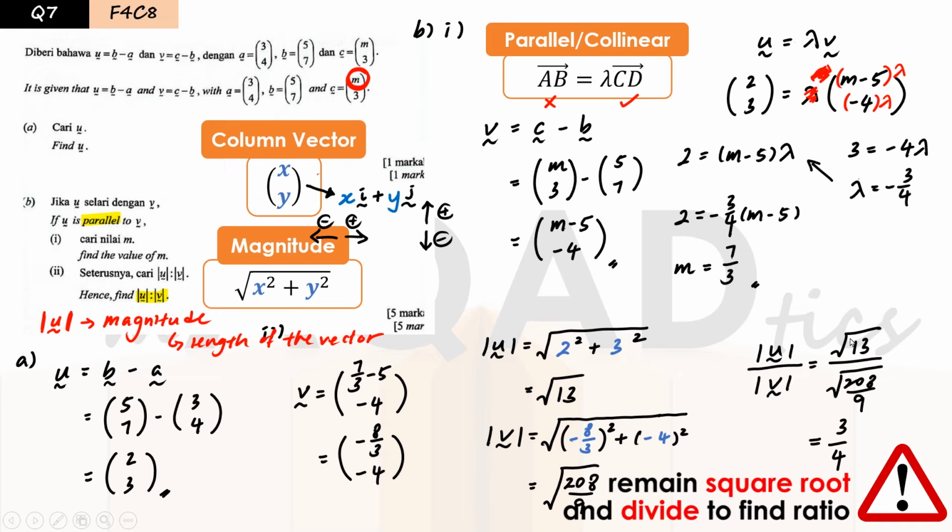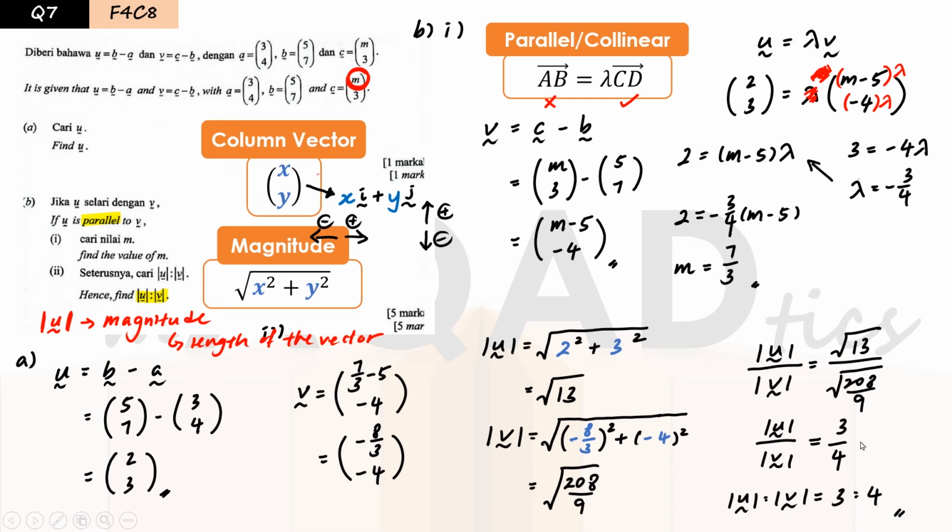Okay, so this is why we square root: because we can find an actual value for our ratio, which is 3 to 4. And why I divide is because we can compare the left fraction and the right fraction here. If we compare the values on top of both fractions, you can see that the magnitude of u is 3 parts and the magnitude of vector v is 4 parts, which means the ratio of the magnitudes of u to v is 3 to 4. So this is our ratio of the magnitudes of these two vectors.